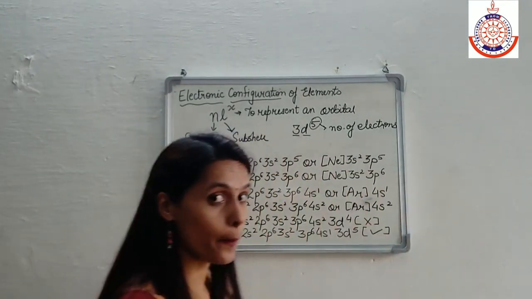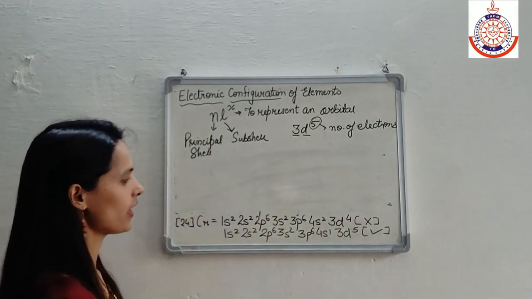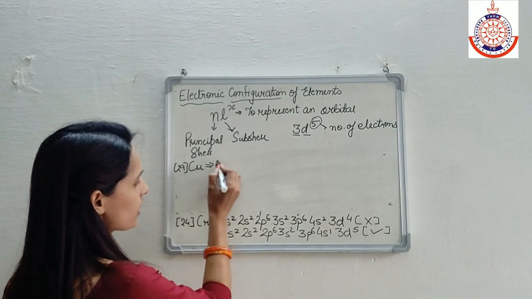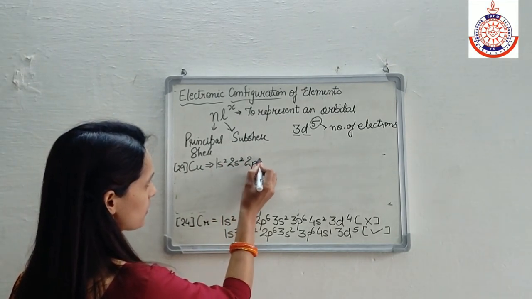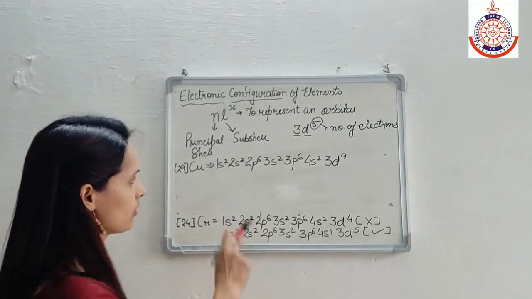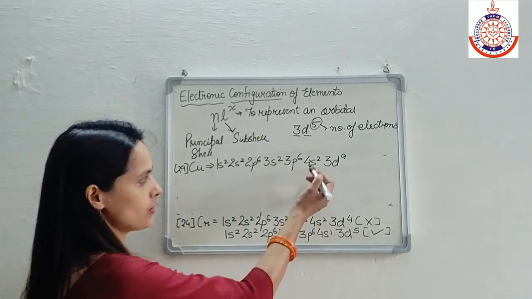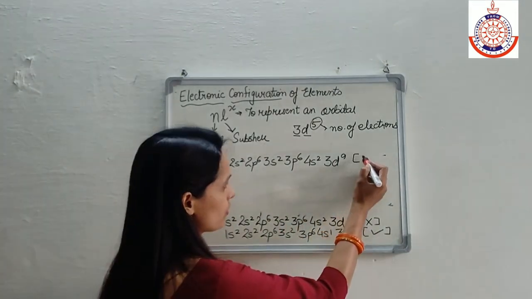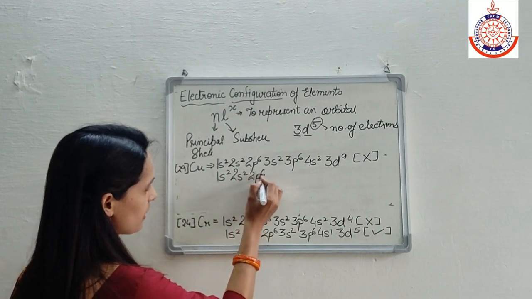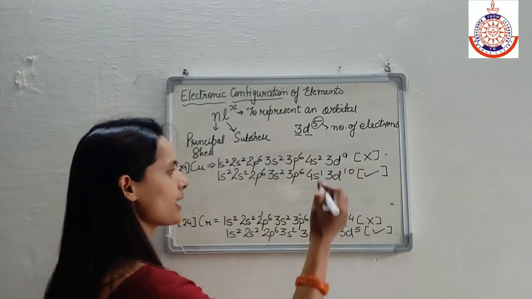Similarly, if I talk about copper, in copper the number of electrons is 29. So the configuration becomes 1s2, 2s2, 2p6, 3s2, 3p6, 4s2 and 3d9. Okay? 2, 4, 10. Here it is 20 and here it is 29. So 29 electrons will fill, first 4s, then 3d. But this is also wrong. The correct configuration is 1s2, 2s2, 2p6, 3s2, 3p6, 4s1, 3d10. This is the correct configuration.